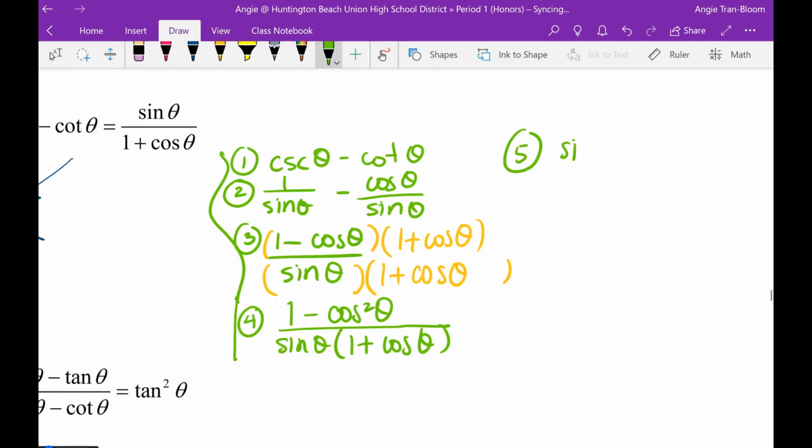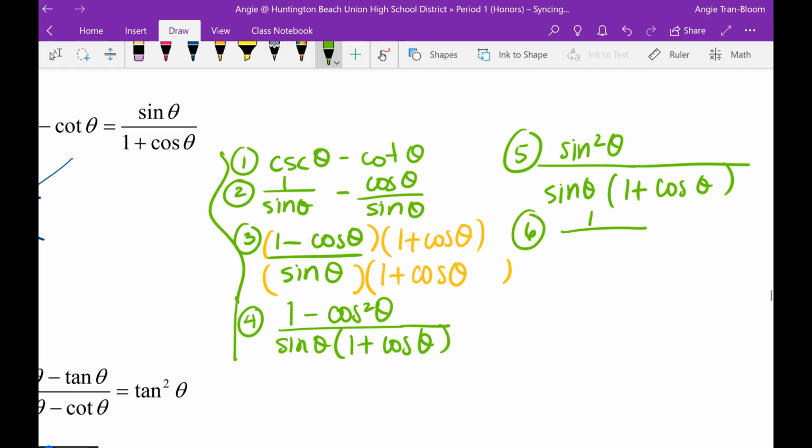Okay, so sine square of theta, converting the numerator, over sine of theta times 1 plus cosine of theta. Are we almost home? Pretty close. Can I cancel one of the sines? I'm left with sine on the top and 1 plus cosine of theta on the bottom. Am I home? Yeah? Cole, are you home? Yeah.